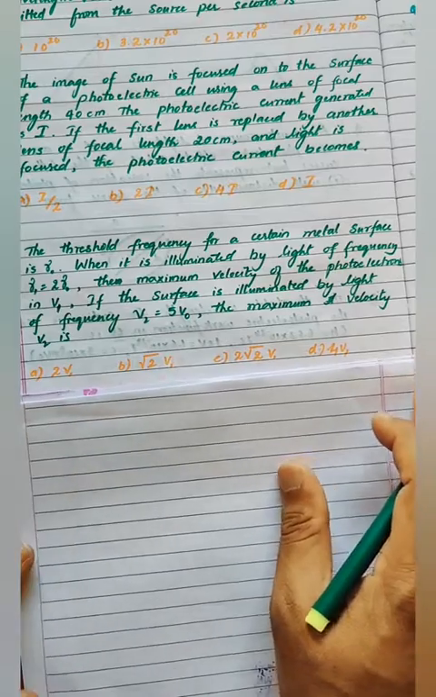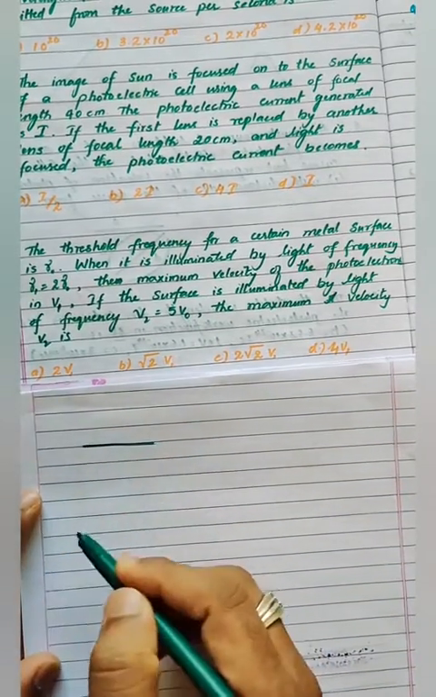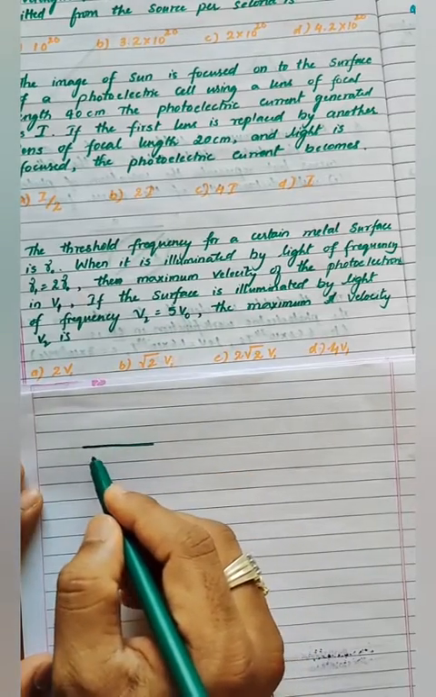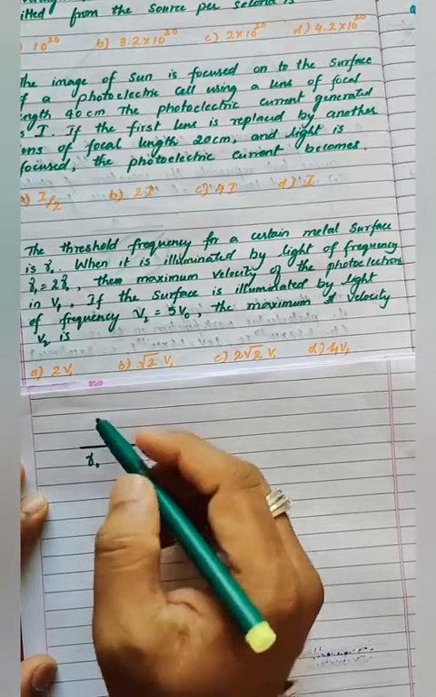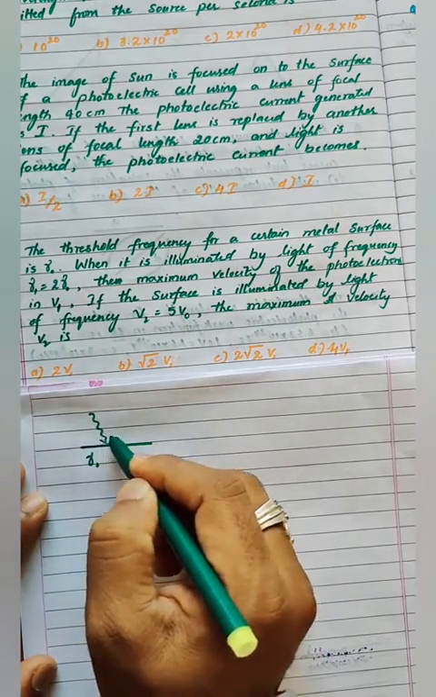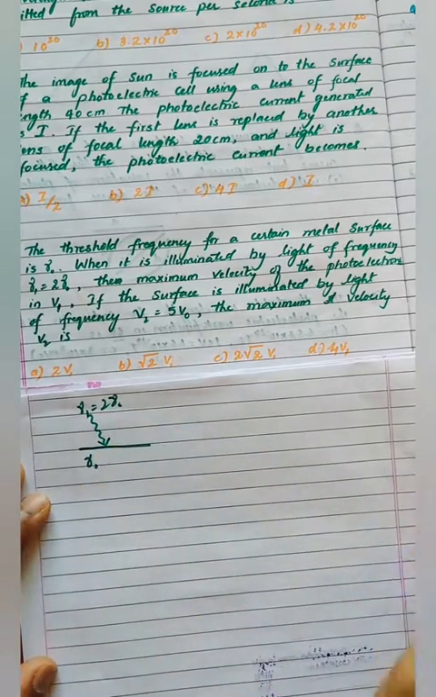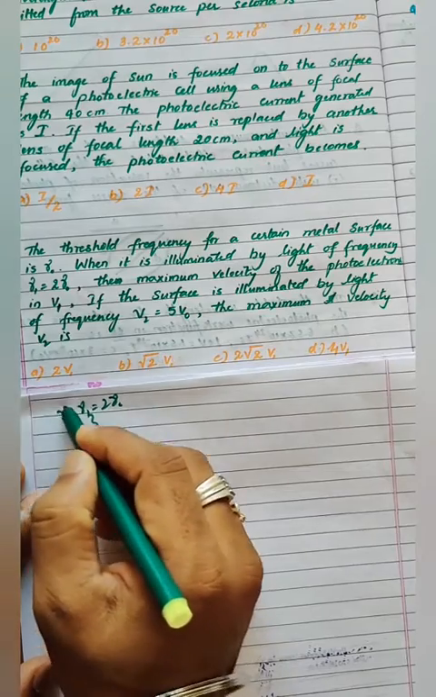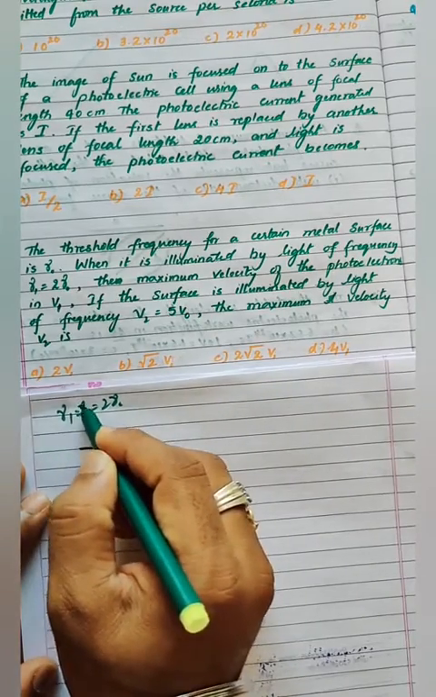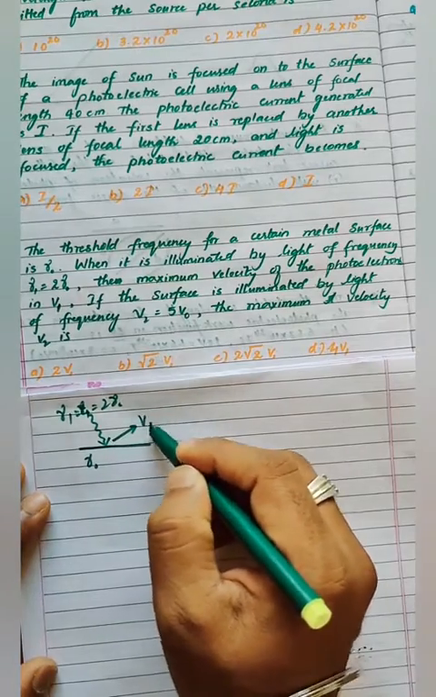So let us try to understand. Now we have a surface like this. The work function, for this minimum threshold frequency, is nu naught, but the frequency coming is nu1 equal to 2 nu naught. Try to understand, nu1 is equal to 2 times nu naught. Now the velocity which is coming outside is v1.